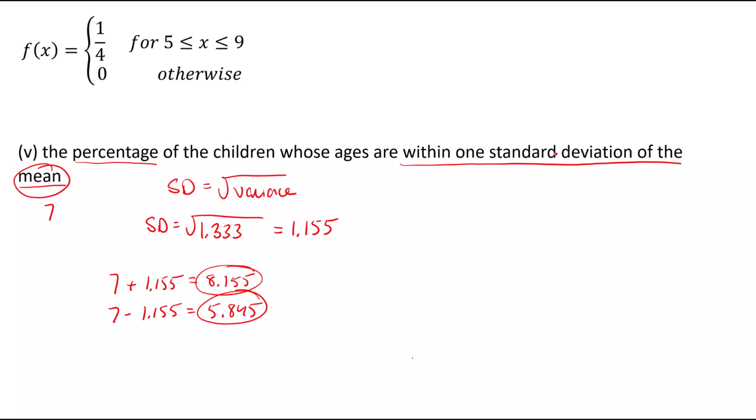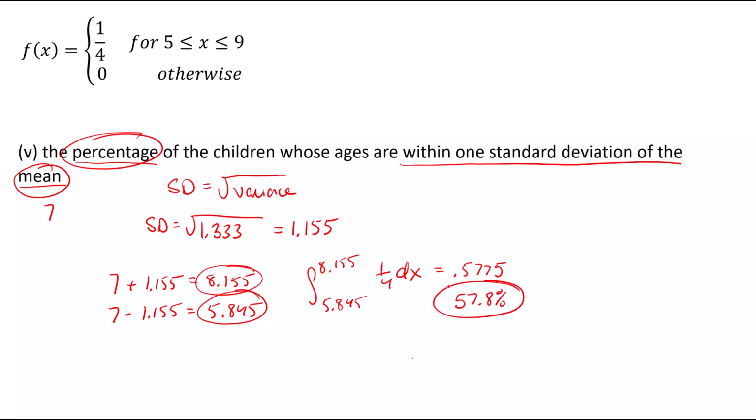Okay, so now that I have these two values, and I want to find the percentage between, or that are within one standard deviation of the mean, I can set up an integral from my lowest of those two values to my highest of those two values of my probability density function. So I can just do that math and get the correct answer. And in this case, when we do that, we get 0.5775. And we're asked for a percentage, so we would say 57.8%. That's the percent of children whose ages are within one standard deviation of the mean.